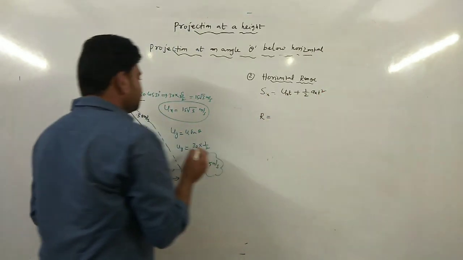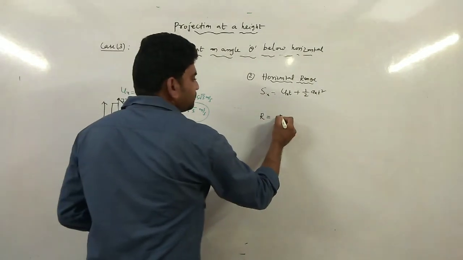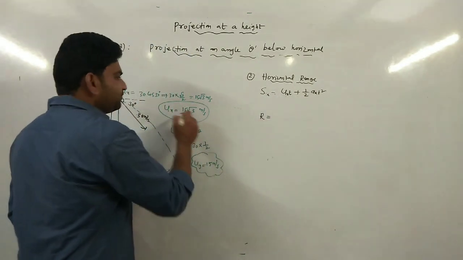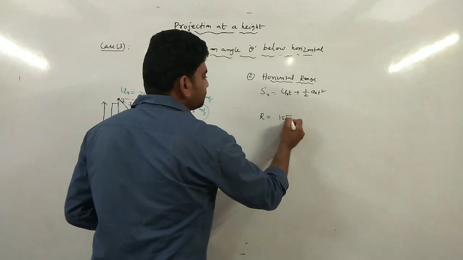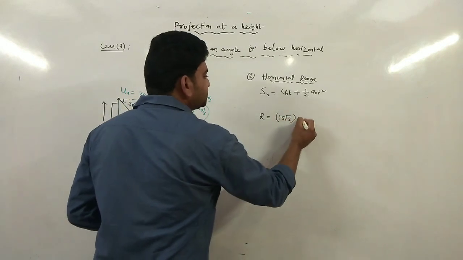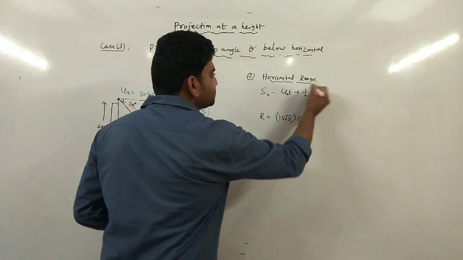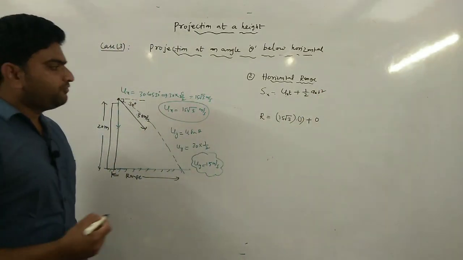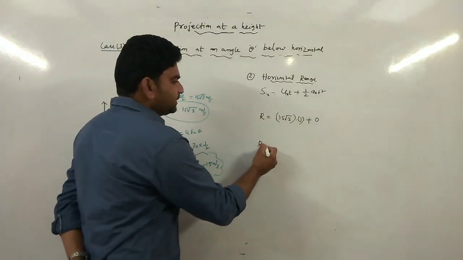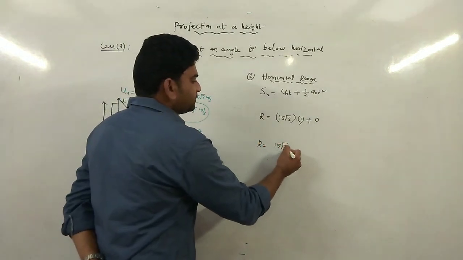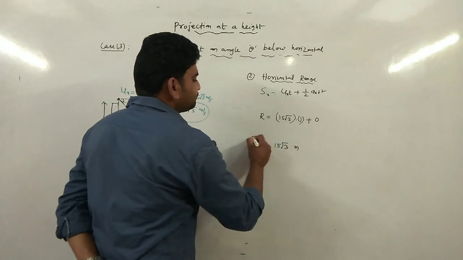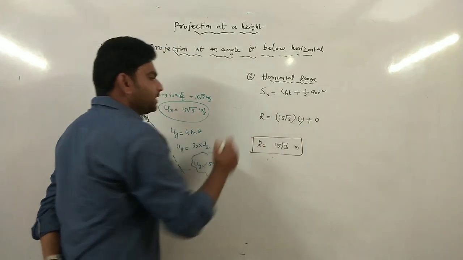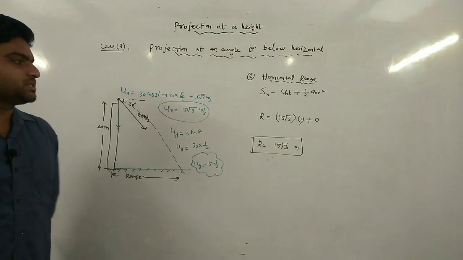So ux is nothing but u cos theta, right? So ux already we got, that is 15 root 3, into t value. How much we got? Just now we got 1 second, plus there is no acceleration along horizontal direction, this value is going to be 0. And finally my range becomes what here? Range is equals to 15 root 3 meters. So this is my range value. I hope this is clear to you.